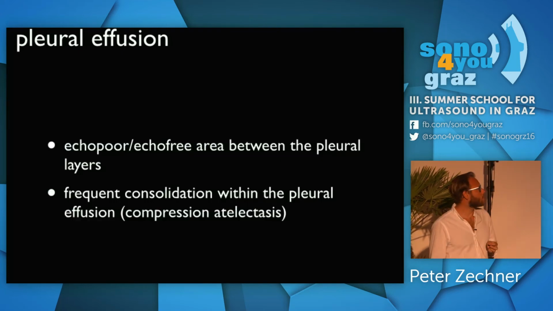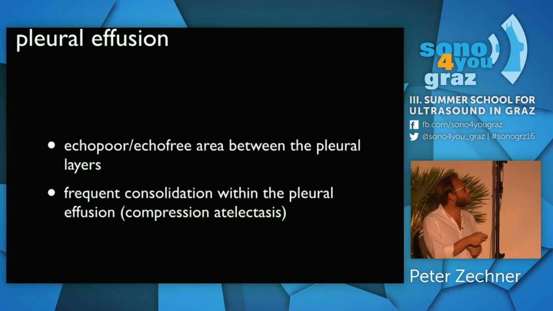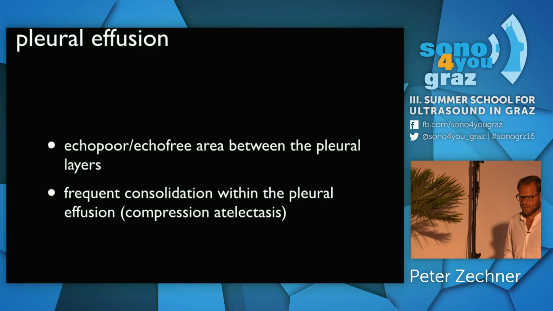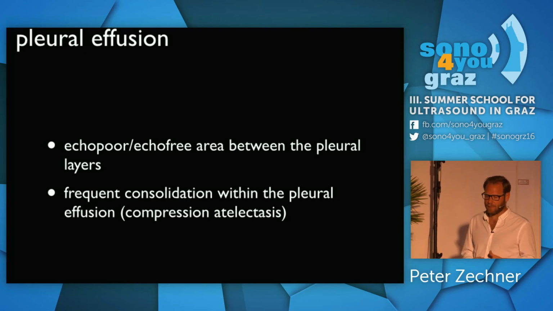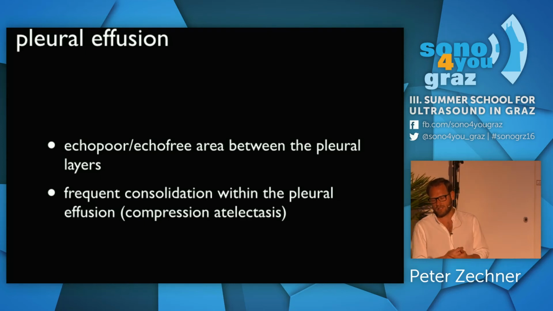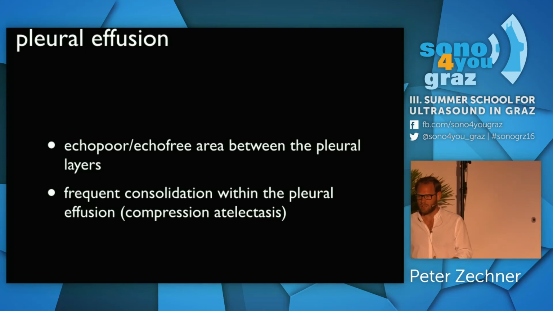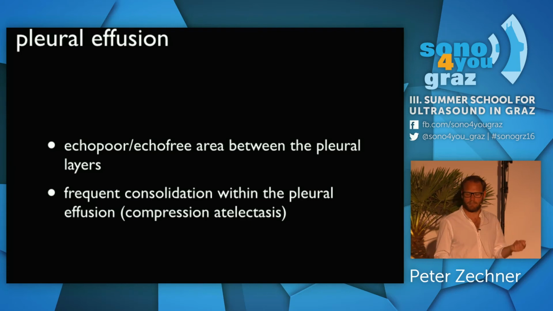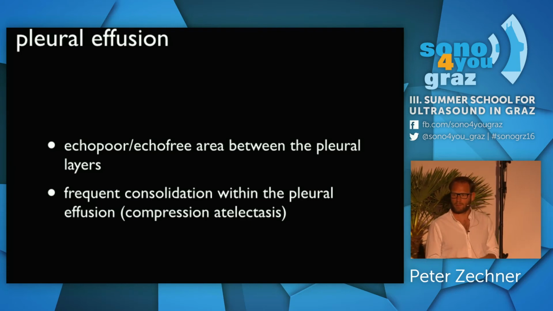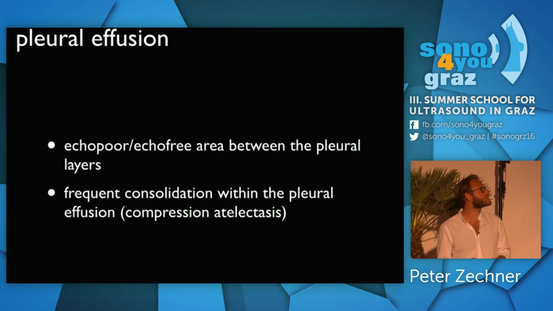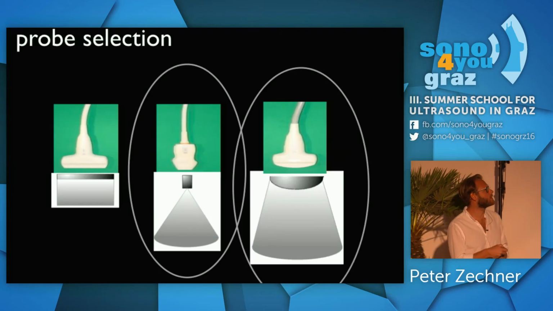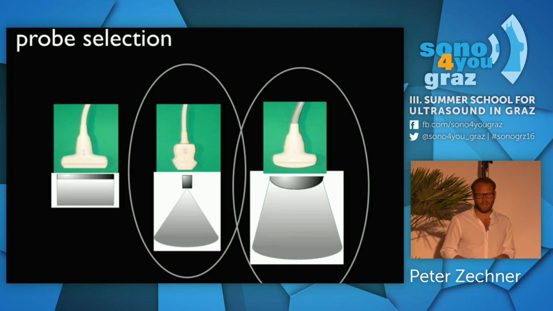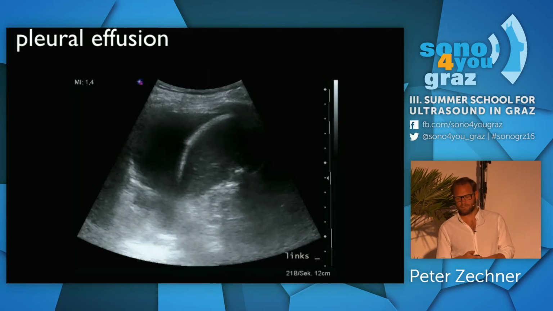What do we see? Normally, we see echo-poor or echo-free areas between the two pleural layers, as I showed you before. And frequently, we can see consolidations within the pleural effusion just because of the compression that is caused by the water between the two pleural layers. Which probe should we use? Either abdominal probe or cardiac probe, I would recommend.